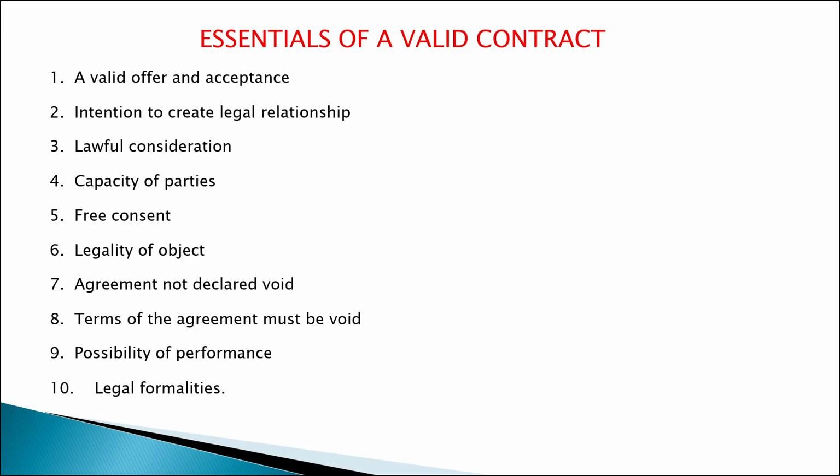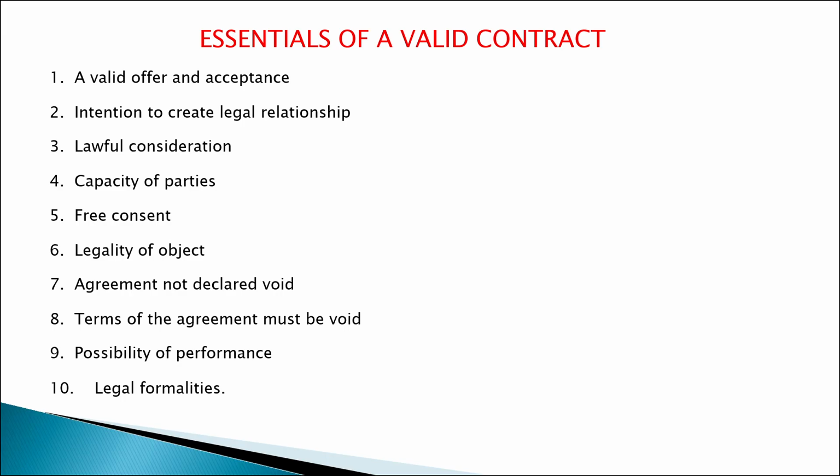For example, A lends rupees 1,000 to B. At the time, B is a minor. A cannot take legal action against B for repayment, because B is a minor, not a major, and an agreement with a minor is void.